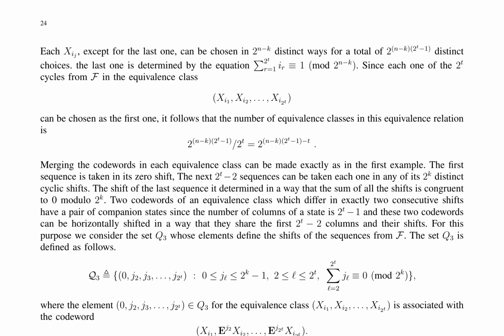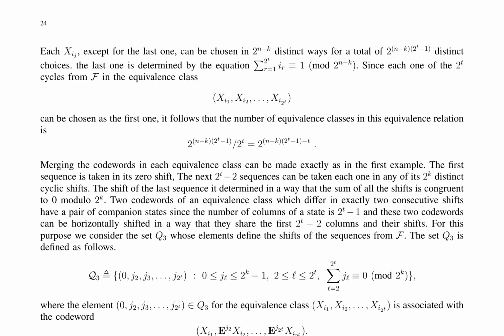The first sequence is taken in its 0 shift, and the next 2t−2 sequences can be taken each one in any of its 2k distinct cyclic shifts. The shift of the last sequence is determined such that the sum of all shifts is congruent to 0 modulo 2k. Two codewords of an equivalence class that differ in exactly two consecutive shifts have a pair of companion states, since the number of columns of a state is 2t−1, and these two codewords can be horizontally shifted to share the first 2t−2 columns and their shifts.